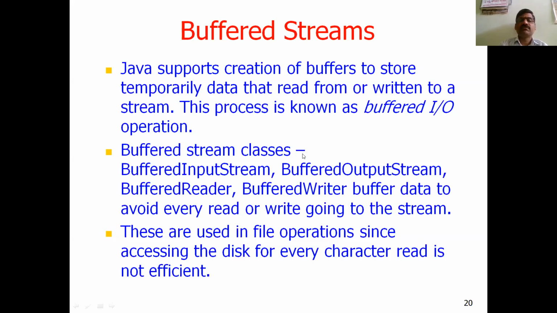The buffered stream classes we have here are BufferedInputStream, BufferedOutputStream, BufferedReader, BufferedWriter. They buffer data to avoid every read and write operation going to the stream, so that the memory operations will be reduced. These are used in file operations, since accessing the disk for every character read is not efficient. Okay, so for efficient IO operations in files, we are making use of these buffered streams.